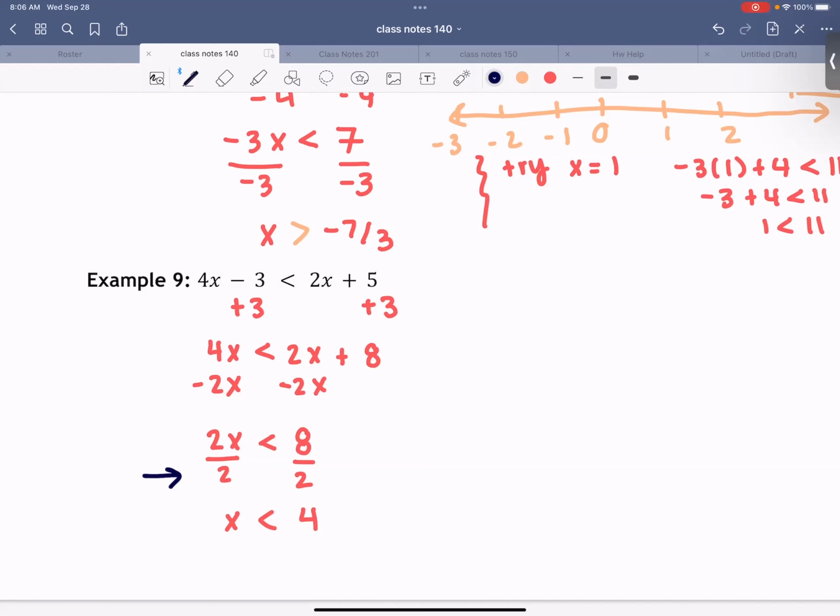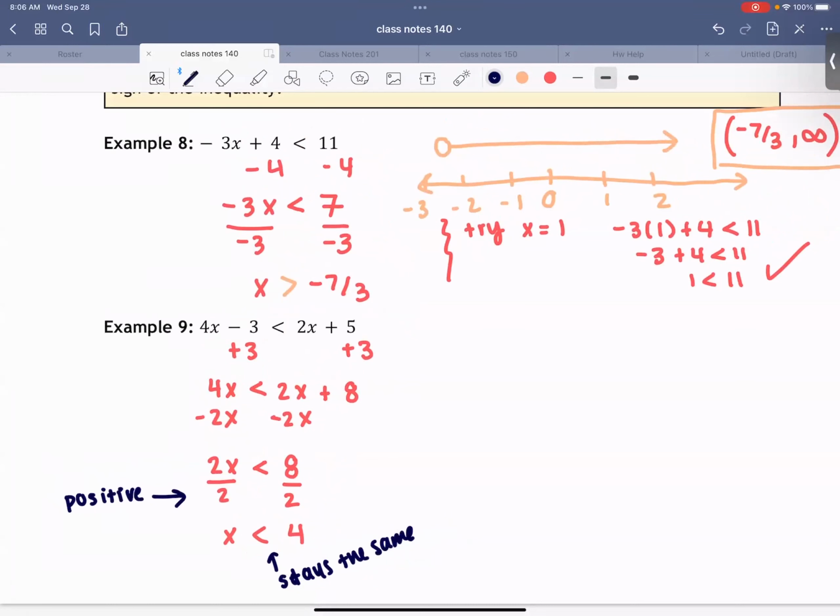I divided by a positive number, I don't have to flip the sign. Okay, so this is a positive number, meaning the sign stays the same. The reason I flipped the sign on example 8 was because the sign was negative. Right. Yeah, I put that on purpose. Okay, so we have x is less than 4.